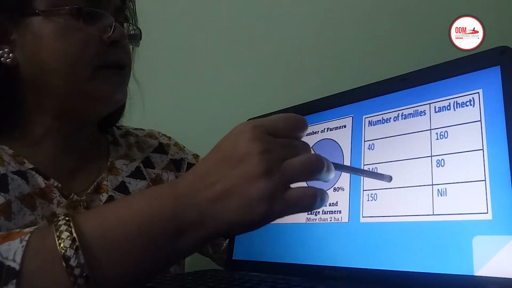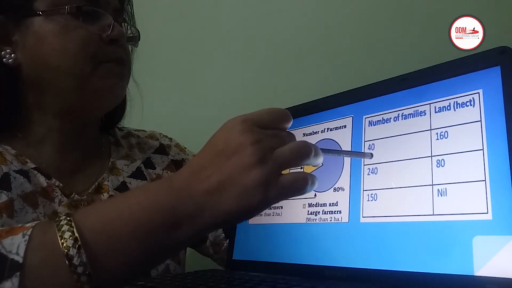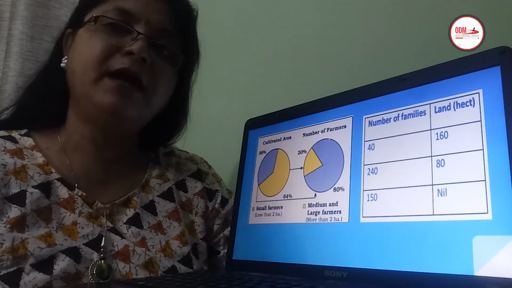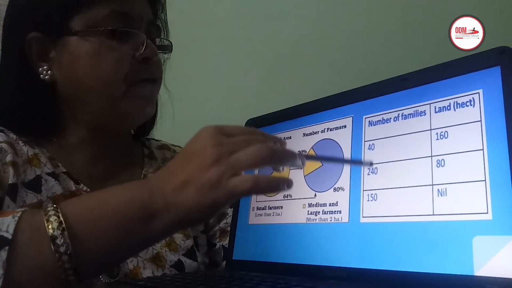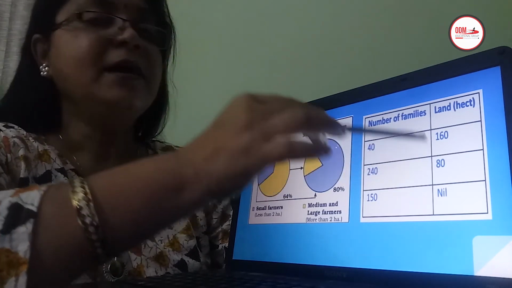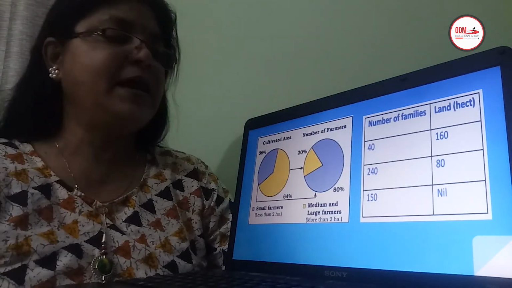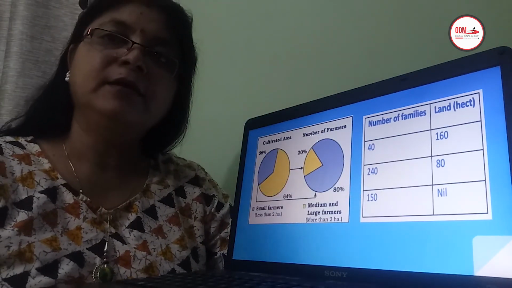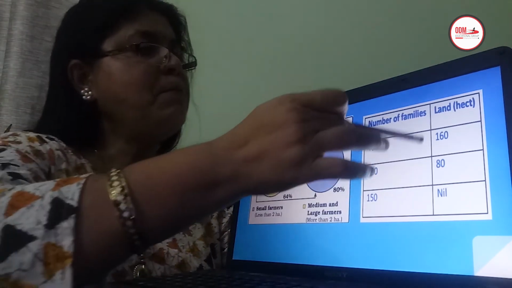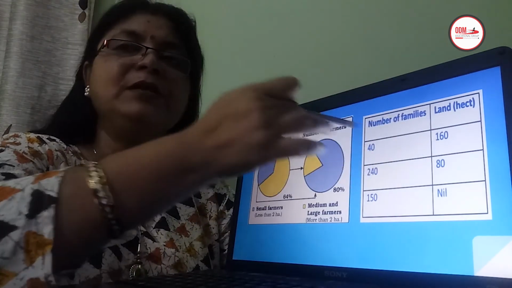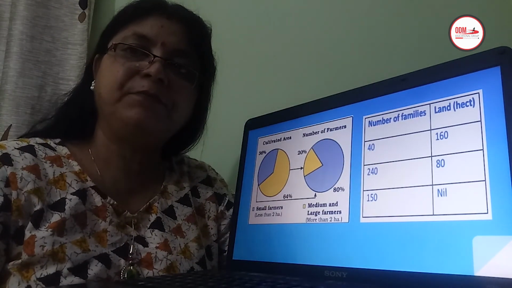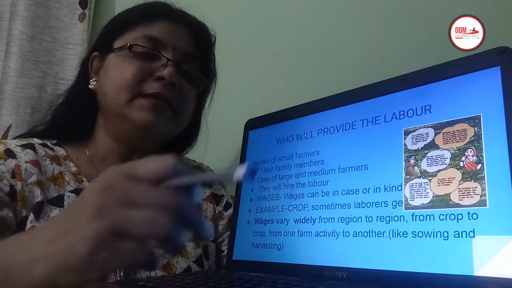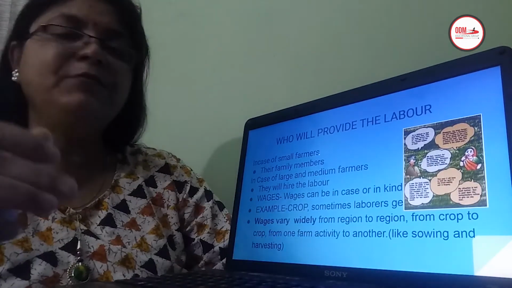Here we can see one table: 40 families have 160 hectares of land in their hands, whereas 240 families have 80 hectares of land. And 150 families have no land. So we can see the maximum land is with a few families, those who are the big farmers. So here we can see that the maximum number of landless laborers can be found in the Indian village.